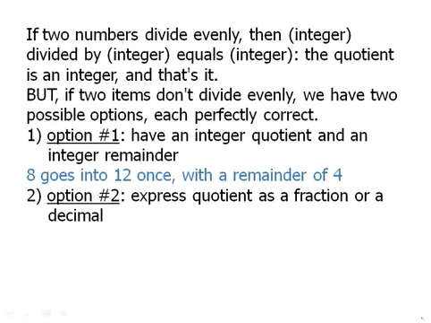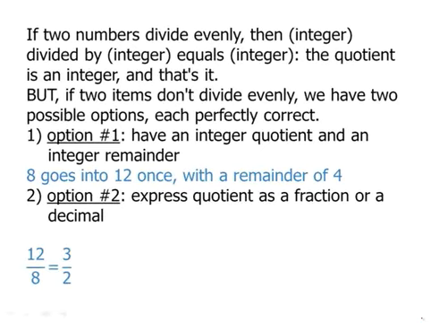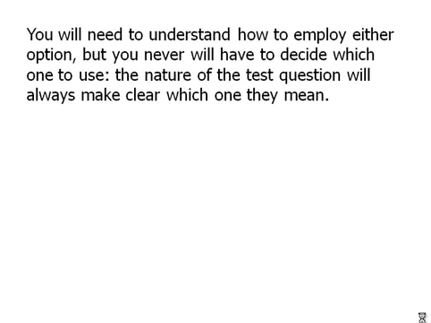Option number 2 would be to express the quotient as a fraction or decimal. So we could say 12 divided by 8, that fraction simplifies to 3 over 2. We could also write that as a mixed numeral, 1 1/2, and we could write that as 1.5. So both of these are perfectly correct. You will need to understand how to employ either option, but you never will have to decide which one to use. The nature of the test question will always make clear which one of them they mean.